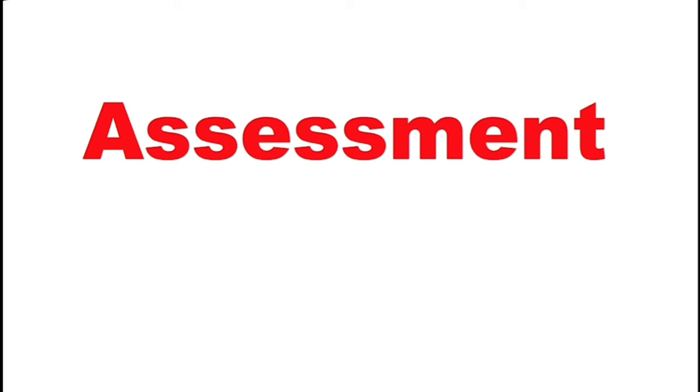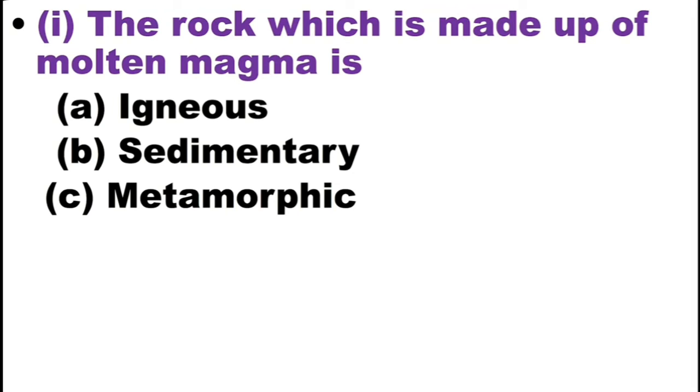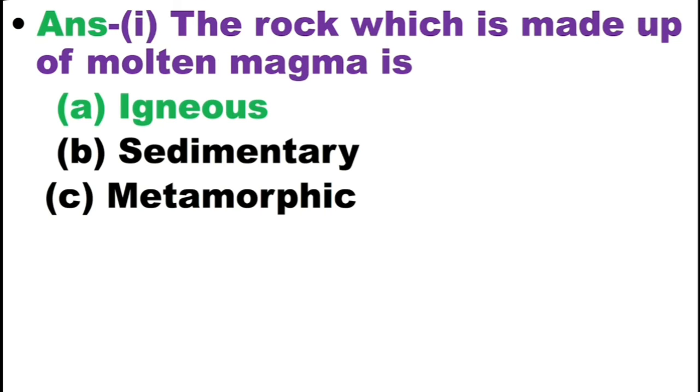Now I am going to take your assessment and ask you some questions related to this. My first question is: the rock which is made up of molten magma. You have to choose one correct answer. So which one is molten magma? Igneous rock. So the right answer is igneous rock.